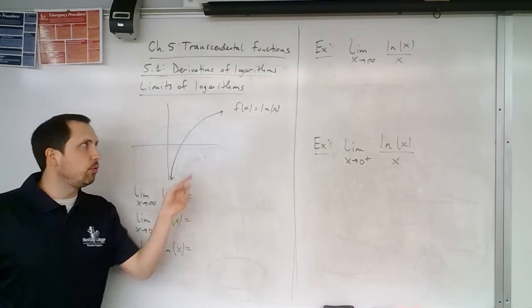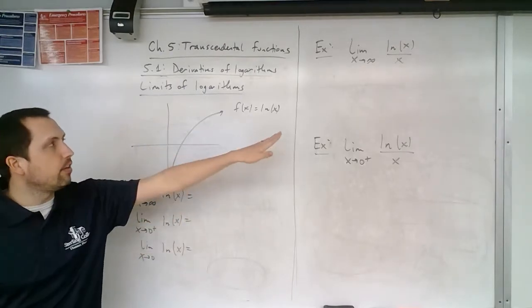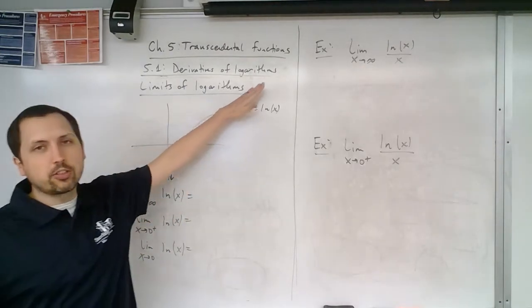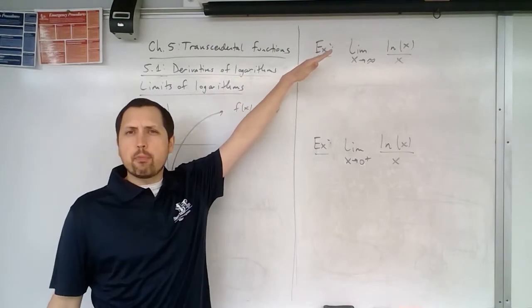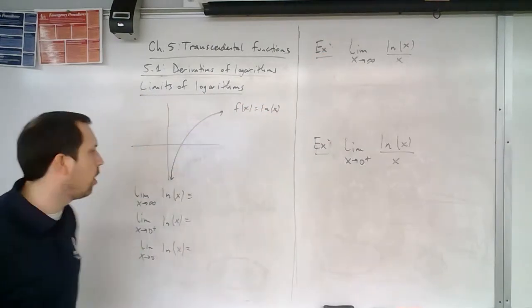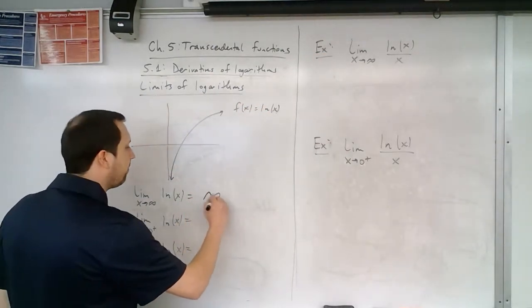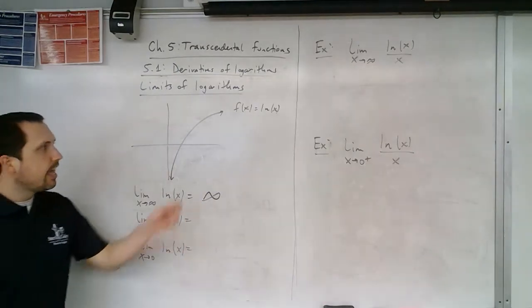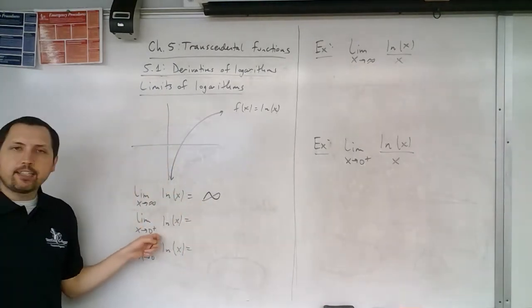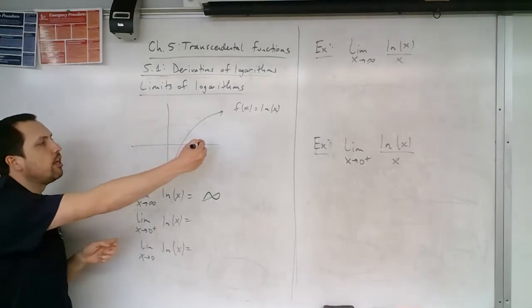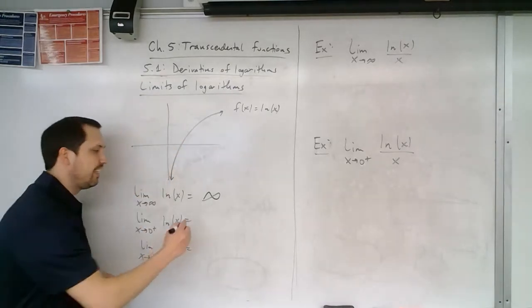So the limit as x goes to infinity. When we go to the right really, really far, our function, remember, is just going to keep going up and up and up. It won't go up very fast, but it will slowly go up. So this is going to be infinity. As we go to 0 from the right, remember that's the notation of 0 from the right, we're going to be approaching negative infinity.